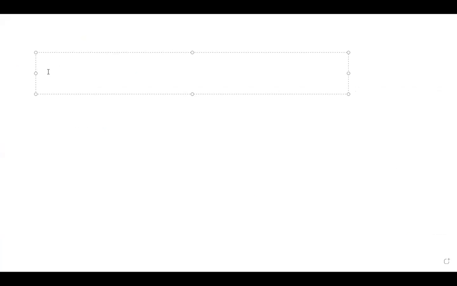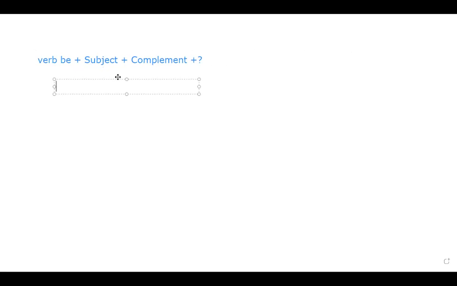First, the verb be. For a question, ¿verdad? It's a question. Verb be, then? Subject? No. Then, sí, subject, and then complement. Just that? Question mark. That's right. Remember, without question mark, it's not a question. Okay, that's right.